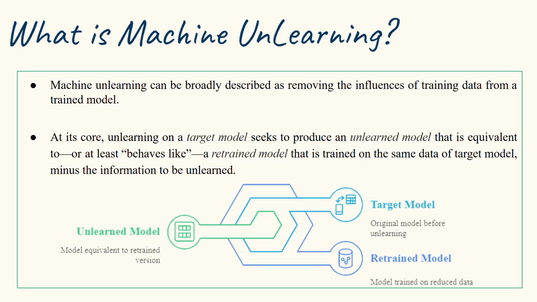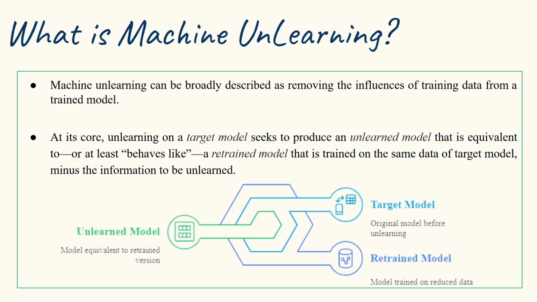Imagine a social media app with millions of user photos powering its AI. One user says, "Delete my data now." How do you make that AI forget those photos without breaking everything else? That's the puzzle machine unlearning solves. And trust me, it's cool as summer. Let's dive in. What exactly is machine unlearning and why does it matter?